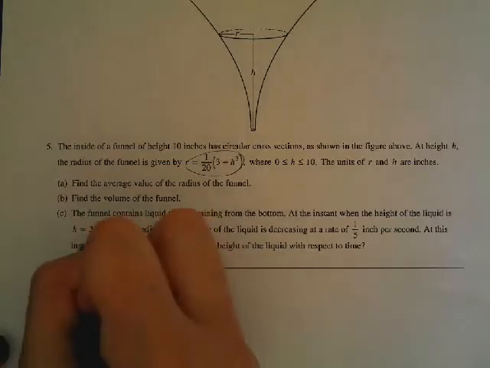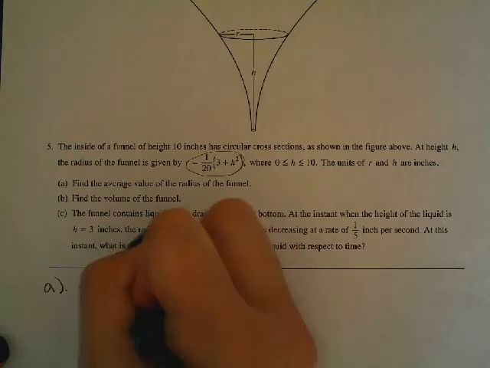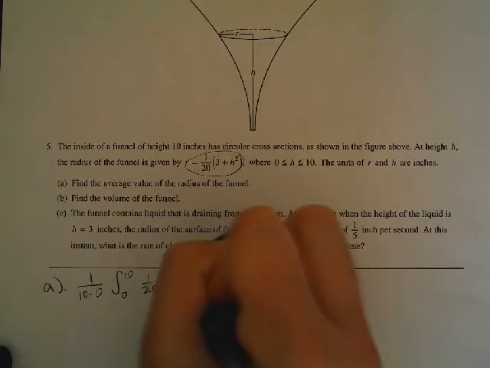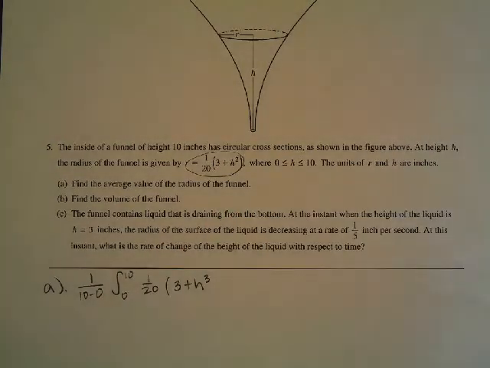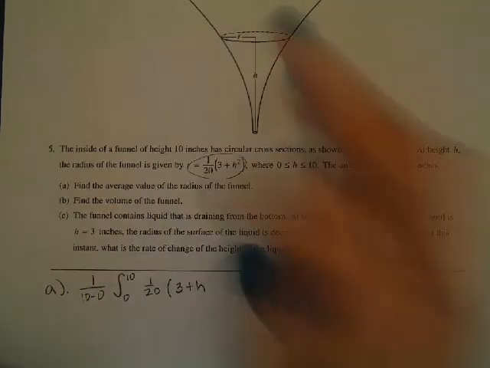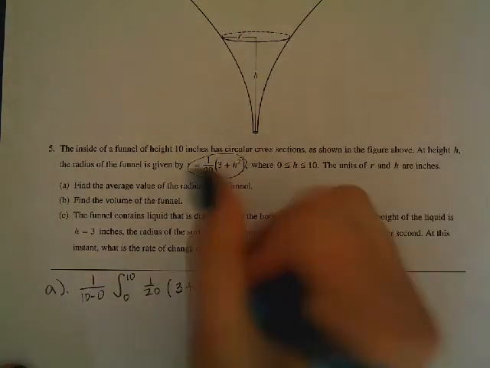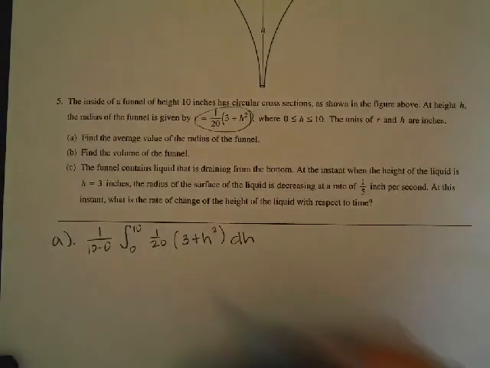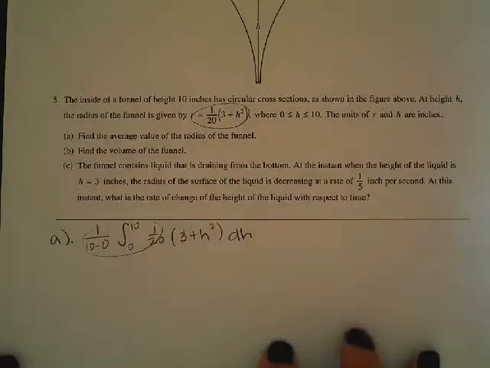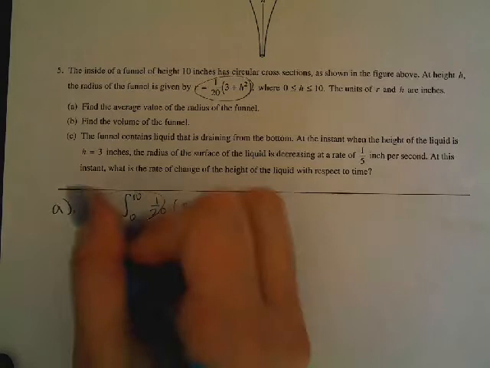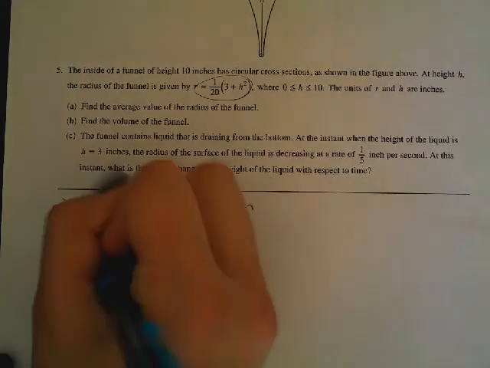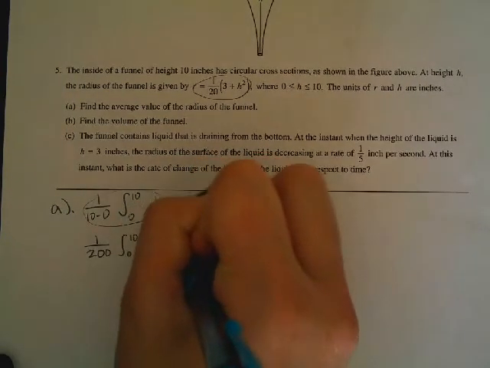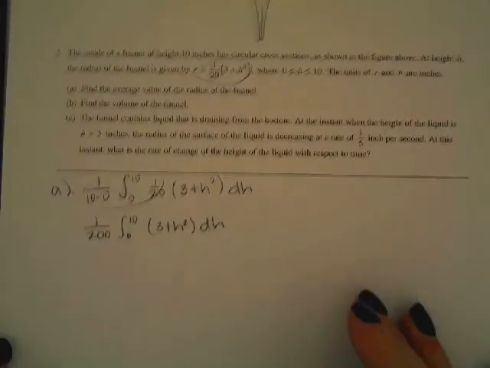So I'm going to do b minus a, and we've got from 0 to 10, and we have the integral of 1/20th times 3 plus h squared dh. Okay, so what I'll go ahead and do is pull both of these fractions out to the front as a coefficient. So I have 1/10 times 1/20th, which is 1/200th. And then I'm going to go ahead and integrate.